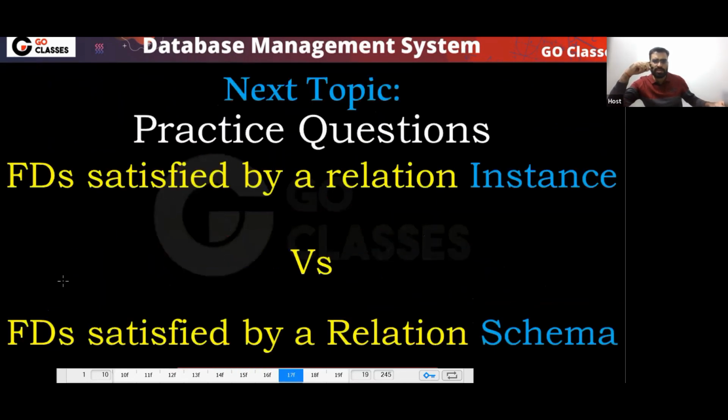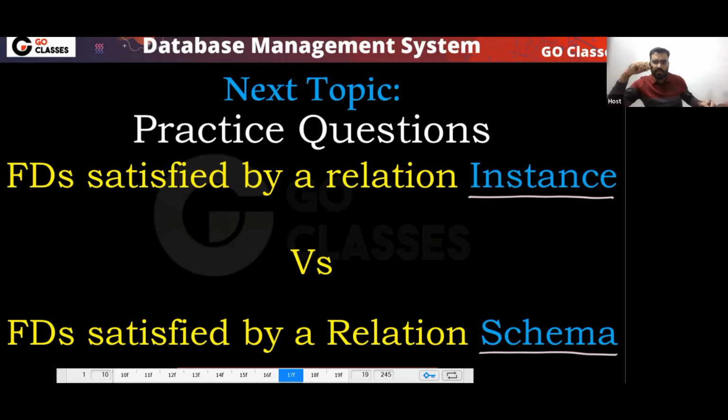Now let's see some questions on functional dependency being satisfied on a relation instance. Sometimes functional dependencies are satisfied by a relation instance, but they are not satisfied by the relation schema. So we will see functional dependencies satisfied by relation instance versus functional dependencies satisfied by relation schema. Remember the same thing.